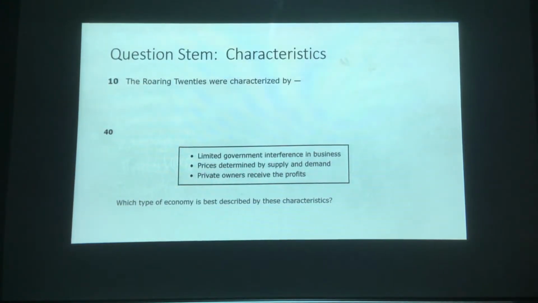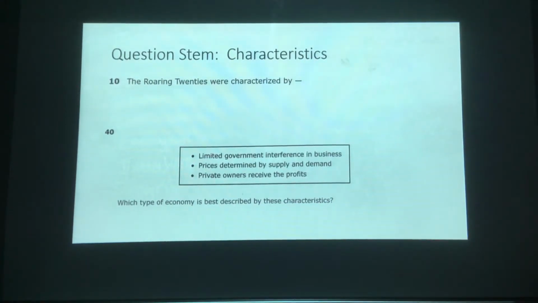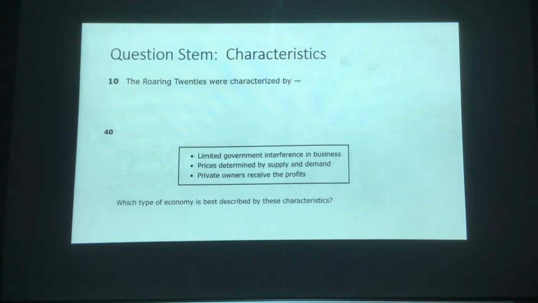All right, sometimes the question stem is going to ask you for characterizations, and then it's going to give you some information. The Roaring Twenties were characterized by limited government interference in business, prices determined by supply and demand, private owners receive the profits. And then your question stem is, which type of economy is best described by these characteristics? So you take what you know about the Roaring Twenties, and you take what you know about the economy to help you get to the right answer.